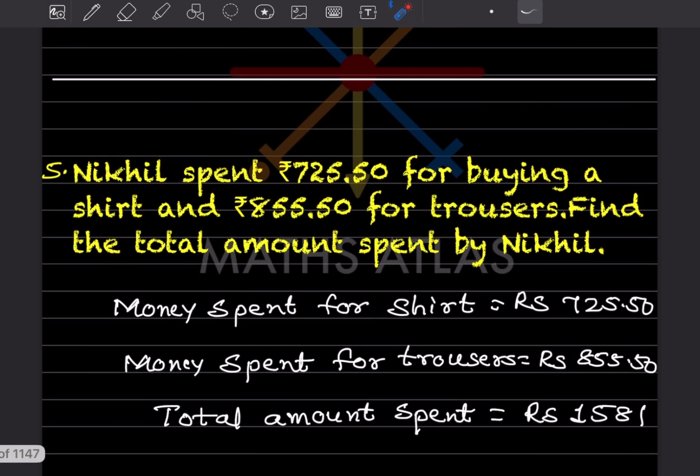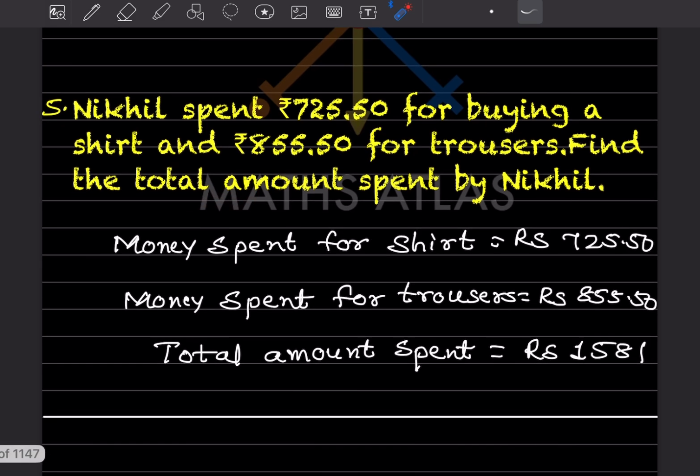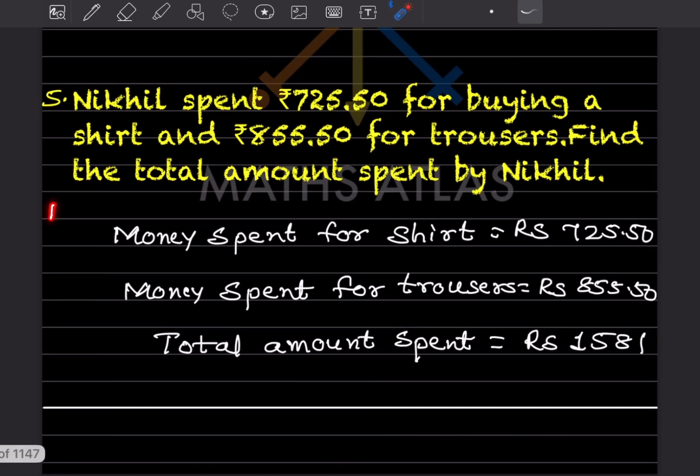Nikhil spent rupees 725.50 for buying a shirt and rupees 855.50 for trousers. Find the total amount spent by Nikhil. So money spent for shirt, because this is a word problem, so we have to write the statement. So that is rupees 725.50, and money spent for trousers, that is 855.50. So total amount means you are going to add it. So you can add this one separately.